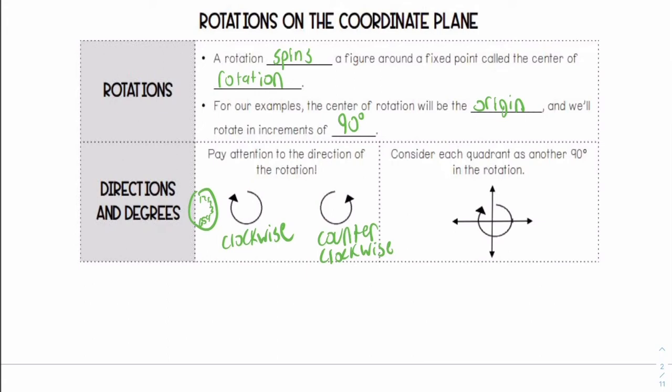You can think of each quadrant as 90 degrees in a rotation. That's because from here to here is a 90-degree angle. From the x-axis to the positive y-axis is 90 degrees. And from the positive y-axis to the negative side of the x-axis, that is another 90 degrees. From the negative x to go straight down, from one quadrant to the other is 90 degrees.